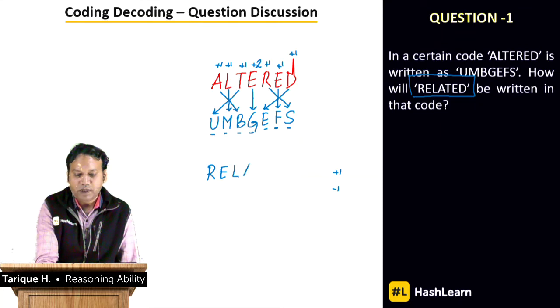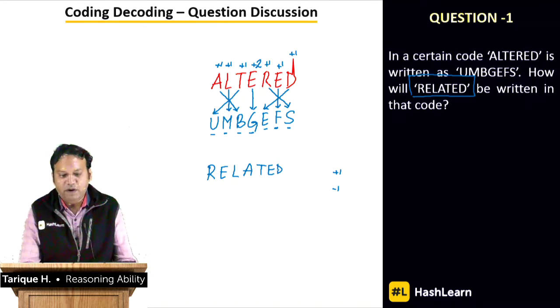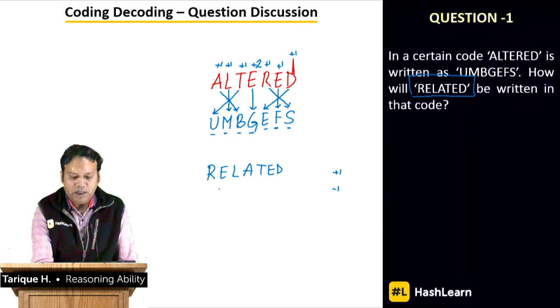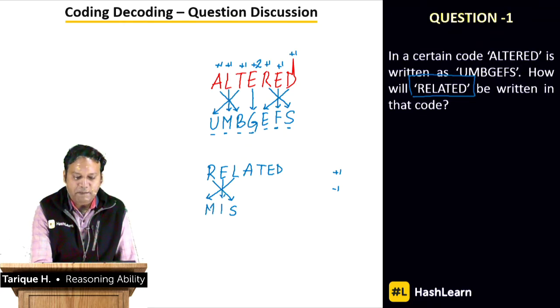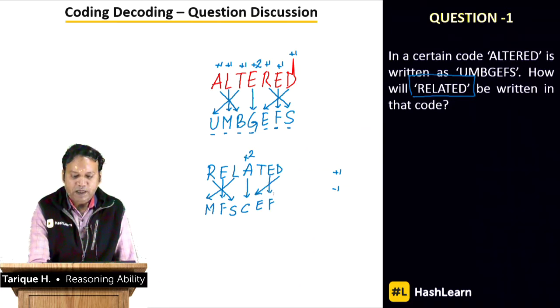Related, and work out the coding using the same approach. What would be the code for the word related? Looking at the word here, R plus 1 should give us S. So that's the first letter we get here, and L plus 1 should give you M, and E plus 1 gives us F, MFS, and A plus 2, so the middle letter is moved 2 forward, so A plus 2 is BC, and then we have D plus 1 E, E plus 1 F, and T plus 1 U.